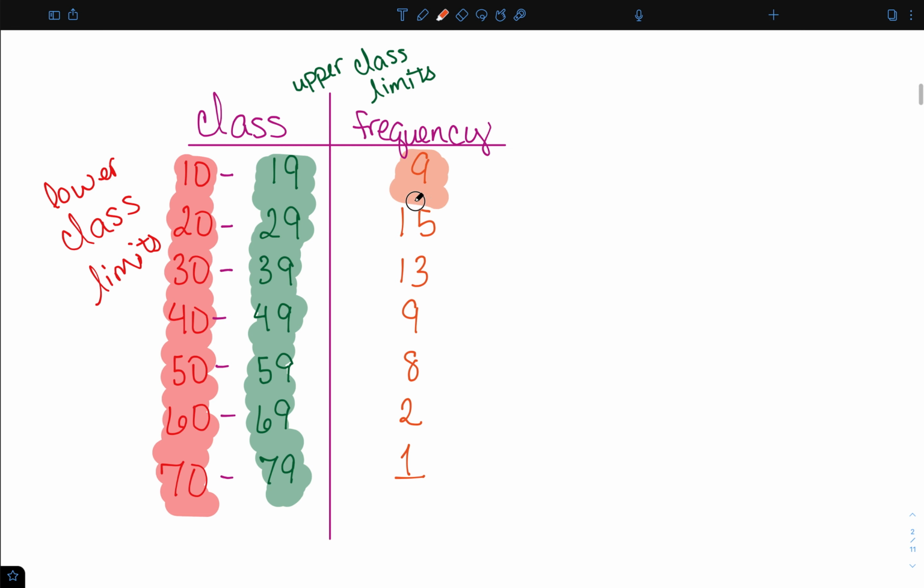My last column is then the frequency. This tells us how many of my data values are in each of the classes. So as an example, there are 8 data values between 50 and 59.